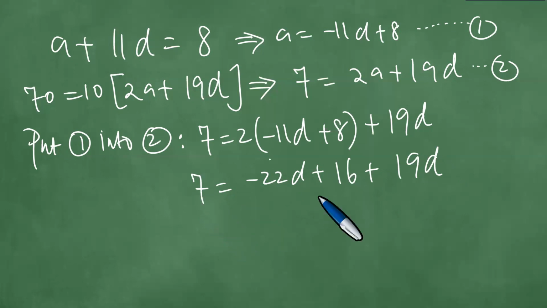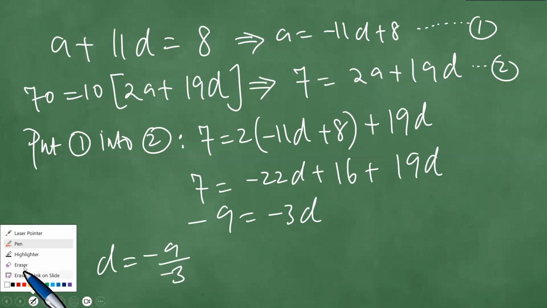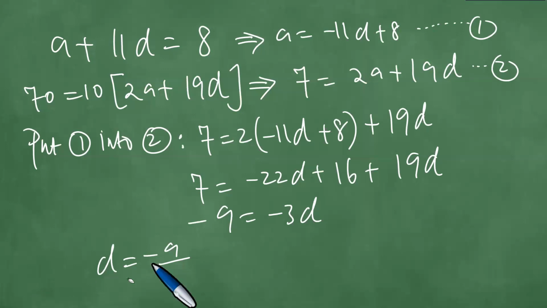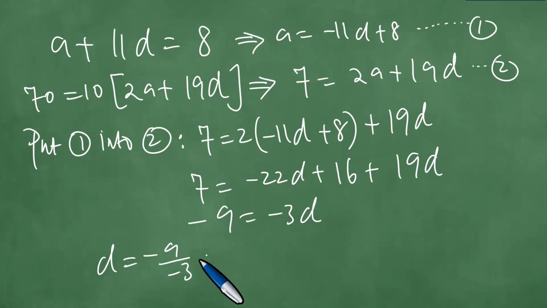What is 7 minus 16? It's minus 9 equals minus 3d. Minus 9 over minus 3, so this is minus 3, which means d is 3. So we have got that d is 3.